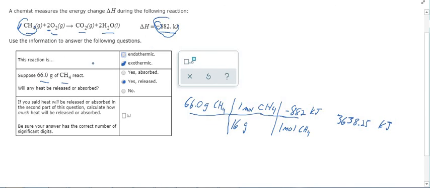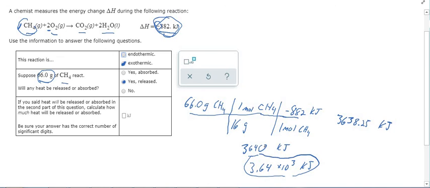Obviously I have to worry about sig figs here. I have 3 sig figs right here. I am given 3 sig figs right here. And so if I do that, that's going to be 3640 kilojoules, which is 3 sig figs. That's one way of writing it. Sometimes people prefer it in scientific notation, so we can change this to 3.64 times 10 to the 3rd kilojoules. Either one of those answers is right. They are equivalent, and that is how you handle stoichiometry problems.